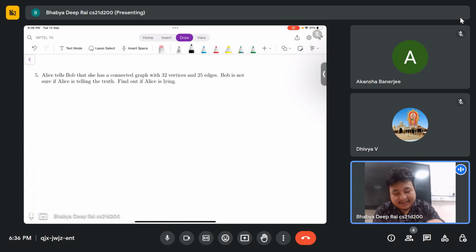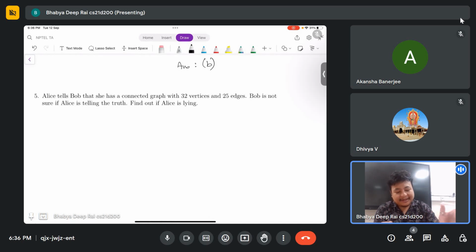The question is as follows. Alice tells Bob that she has a connected graph with 32 vertices and 25 edges. Bob is not sure if Alice is telling the truth. Find out if Alice is lying. So can you try this? It relies on a certain fact, which I believe is done in the lectures. There's a simple fact about connected graphs.